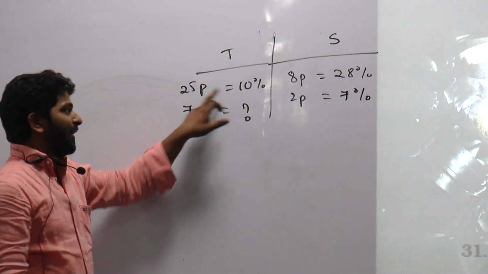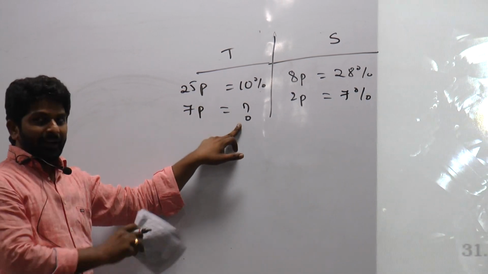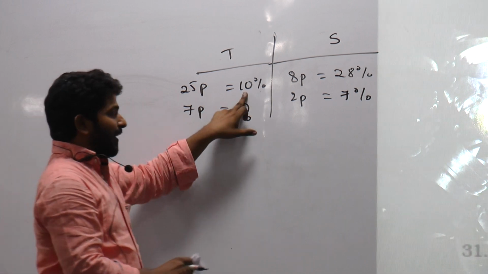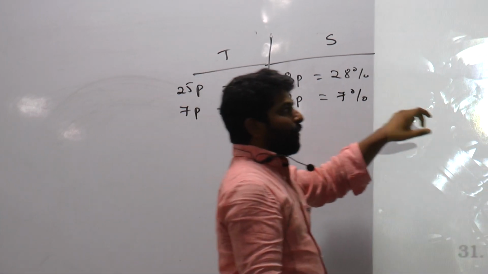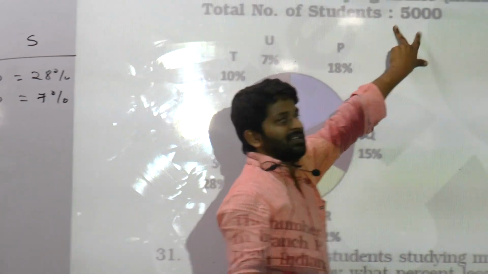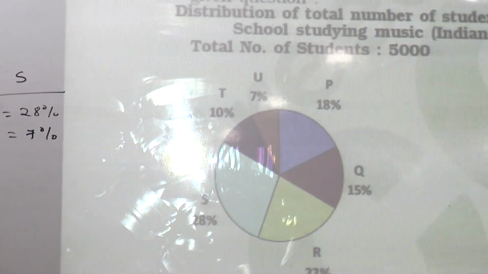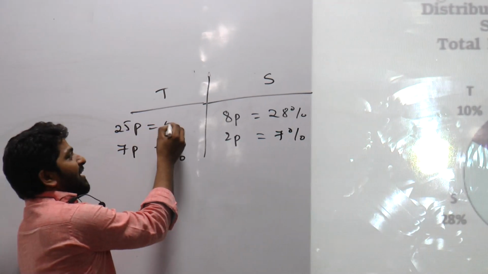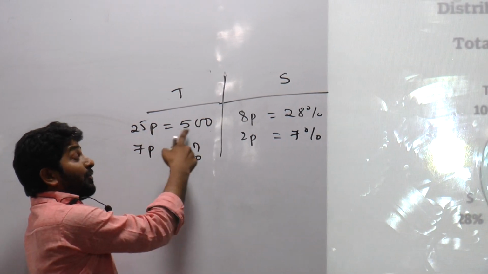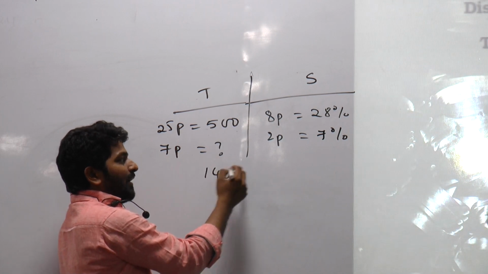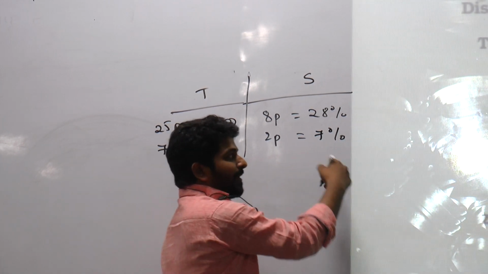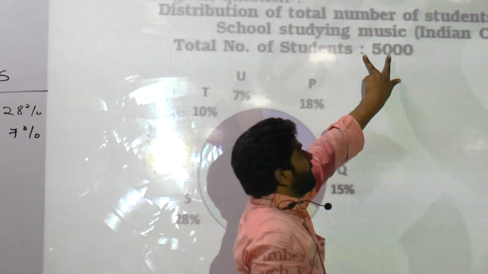So do we have any direct multiple here? It will definitely be a fraction value, right? So let me convert 10% to a number. Anyway, we have to convert it to a number. So 10% of 5,000, which is 500. So 25 parts is equal to 500. 25 times 20 is 500, 7 times 20 is 140. Here difference is 7%. 1% is 50.